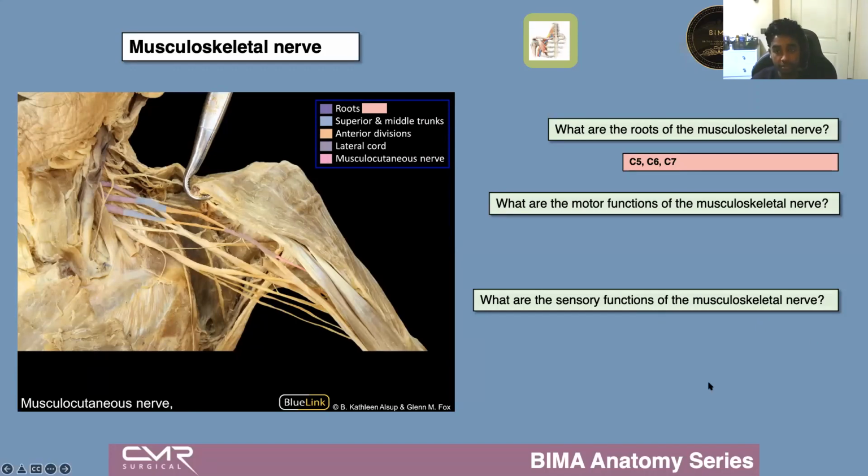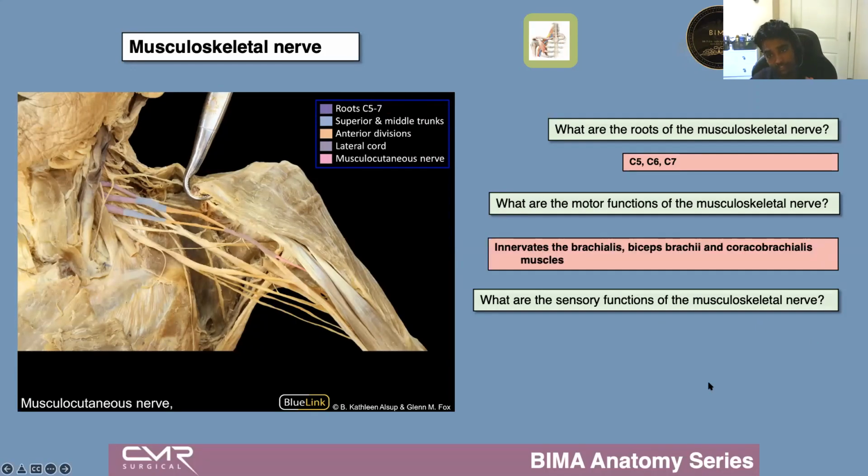So the motor function is all of those muscles. The way I remember it is that there are 3 nerve roots, so there are 3 muscles being innervated. It's a very tenuous link, but it does work for quite a few of the brachial plexus nerves, which you will see in a bit. So what are the sensory functions of the musculocutaneous nerve? Does anyone know?